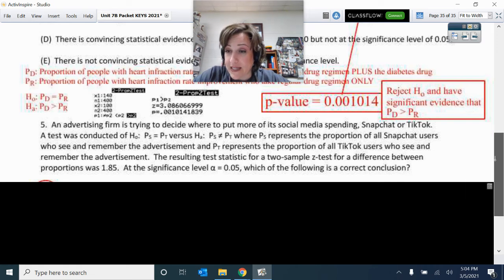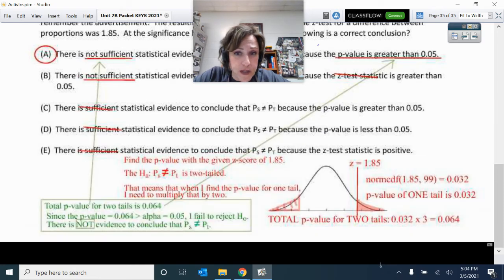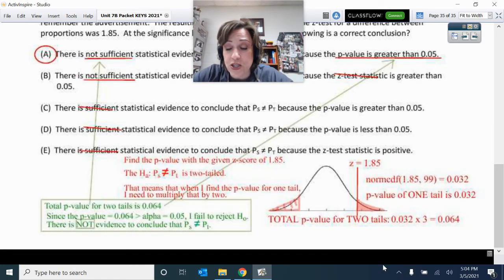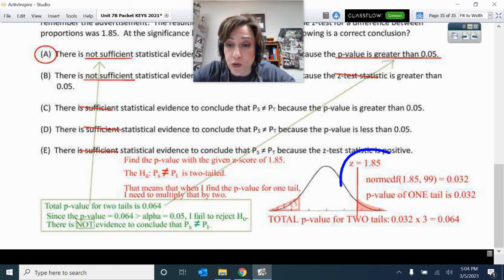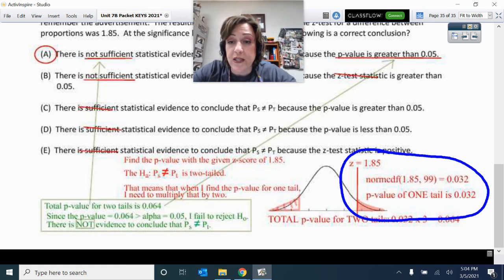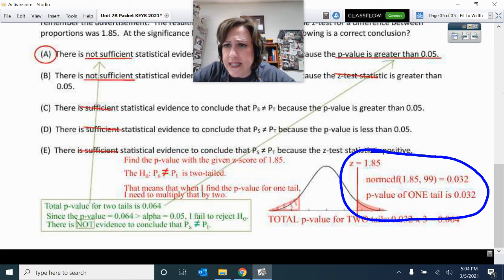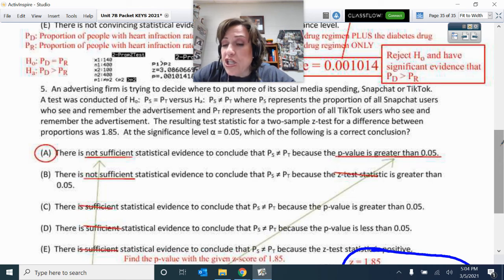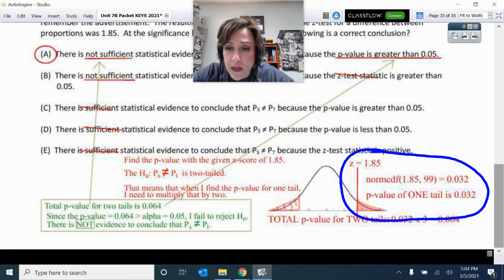Okay, so let's think about what that is saying. I drew a picture down here. Here's the z-score of 1.85. You would see what the p-value is. What was this question asking? Oh yeah, it's just a not equal to. So more extreme would be going up. If we go up, then that is the p-value of that upper tail. And so I use normalcdf from 1.85 to 99, and I get 0.032.